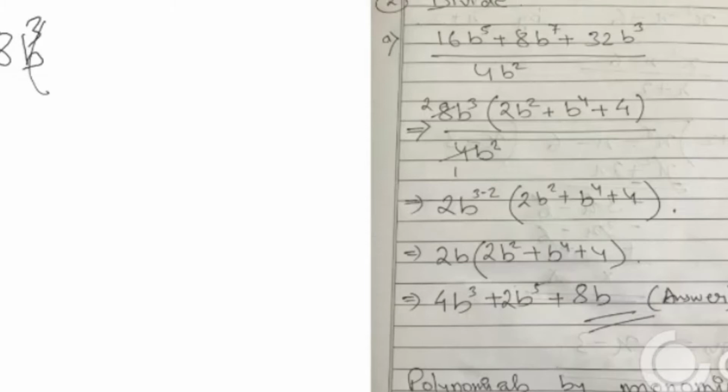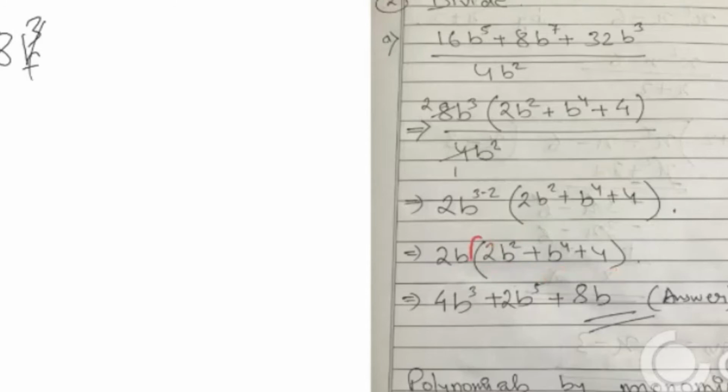Then I took the bracket, and down below is 4 b to the power of 2. Now 4 ones is 4, 4 twos is 8. Now if you can see here also b and b is there, and it is divided with the same base. So b to the power of 3 minus 2 is b to the power of 1, and here is 2b, and inside the bracket what was left out was 2b square plus b to the power of 4 plus 4. So now that is 2b, and inside was 2b square plus b to the power of 4 plus 4.